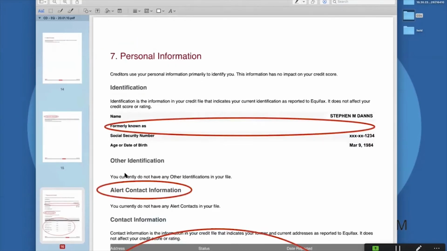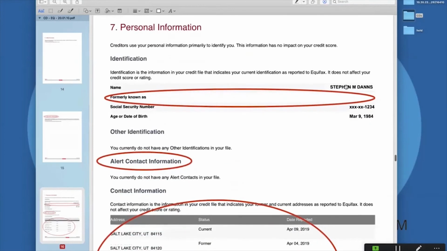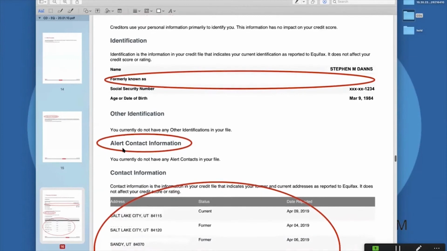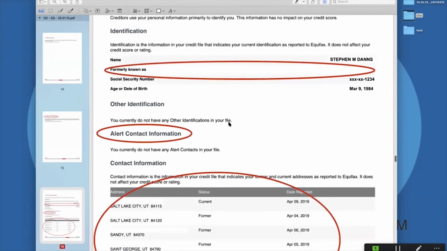All right, now let's take a look at personal information. So again, I use Stephen Dan's as kind of my nom de plume. It's my fake borrower. So notice it's actually saying that he has only one name, and there are no formerly known as in this information. Okay. There's the fake date of birth and the truncated Social Security. What it does say here is that you do not have any other identifications in your file.